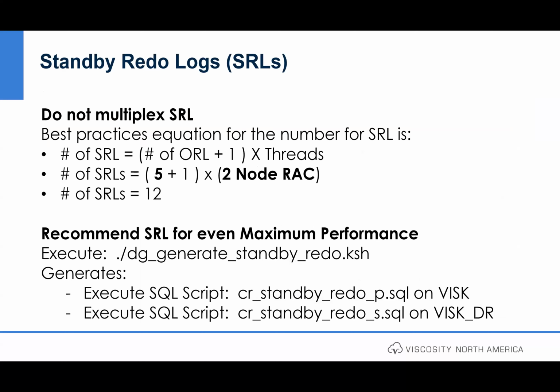Standby redo logs. We multiplex our redos, but we don't want to multiplex our standby redo logs. That's number one. Number two, the number of SRLs, standby redo logs, is the number of ORLs, online redo logs, plus 1, times the number of threads. A perfect example is a 2-node RAC. If I have 5 redo logs, it's 5 plus 1 times 2 for 2 nodes, so I have to have 12 SRLs. And I have a script that will actually do all this for you.